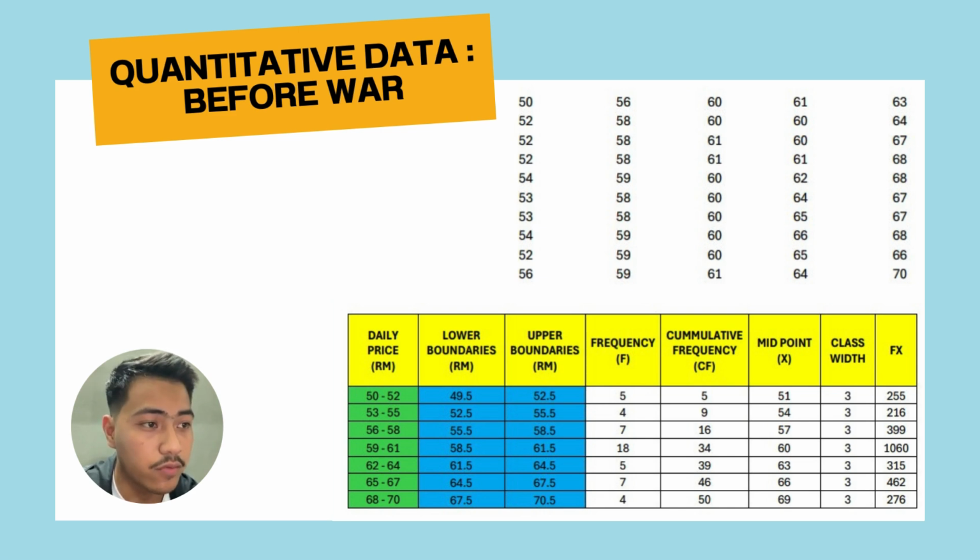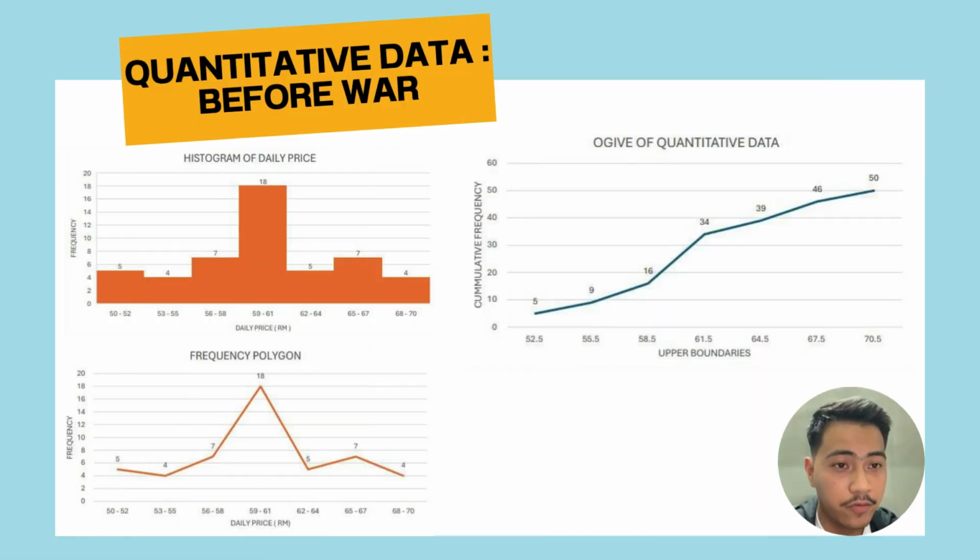Next we have the midpoint. The midpoint is the average value within each class interval, used as a representative measure of that class. Next we have the class width, the difference between the upper and lower boundary, indicating the width of each class. On the next slide, we create a histogram, frequency polygon, and ogive of the quantitative data.